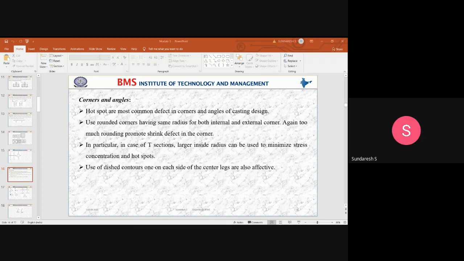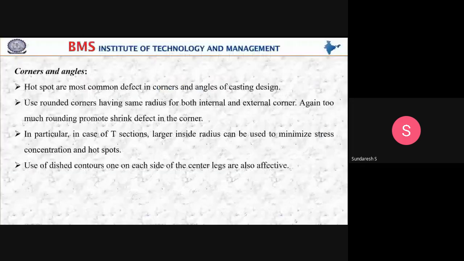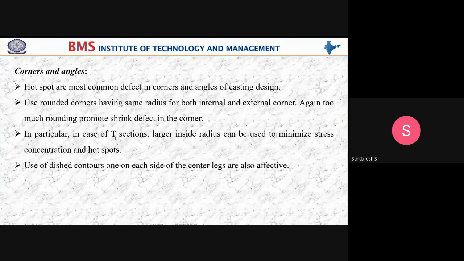Yeah, the same thing only I'm talking about. Those kinds of sections, when you have to make a casting having those kinds of sections, you may find it difficult. The corners also are very difficult to get. So in such cases, the radius should be increased. That's what they're saying: the larger inside radius can be used to minimize stress concentration and hotspots. Whenever you find T sections, the inside radius should be very large. This inside radius will always minimize the stress concentration as well as the hotspots.